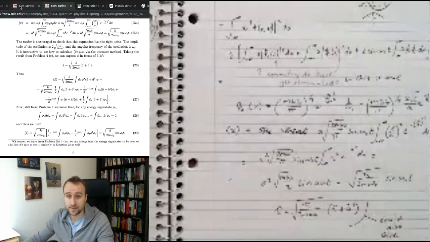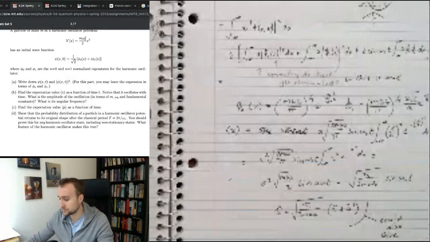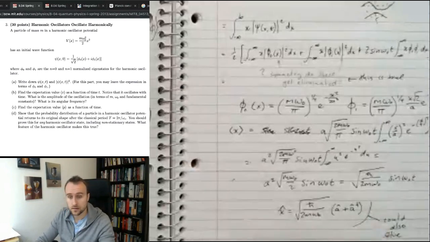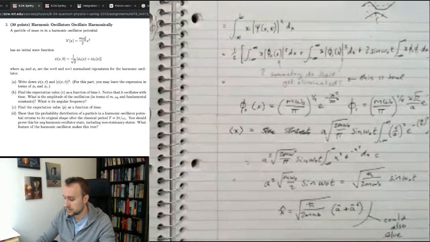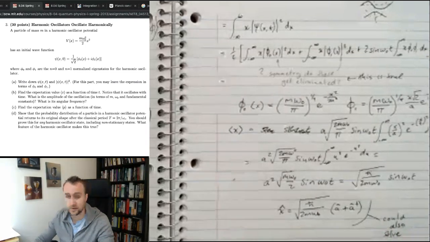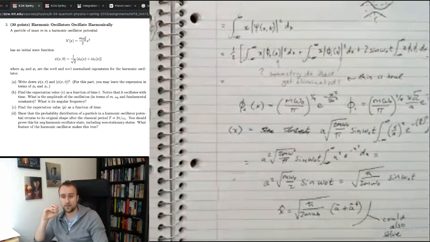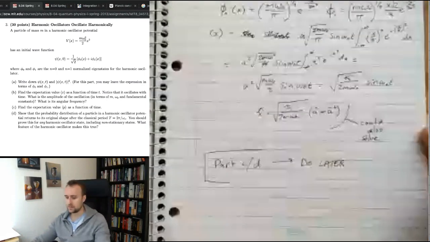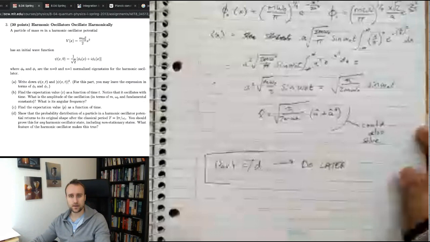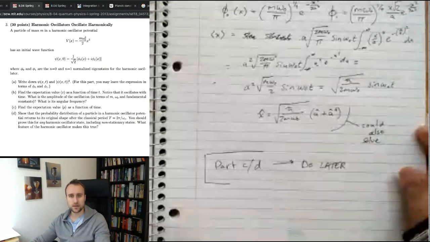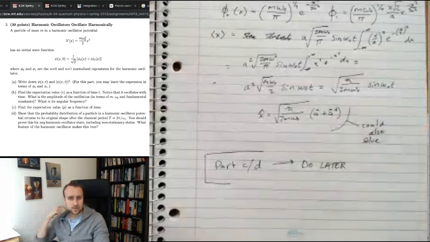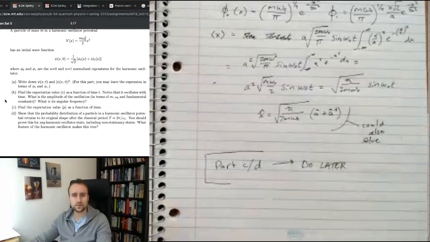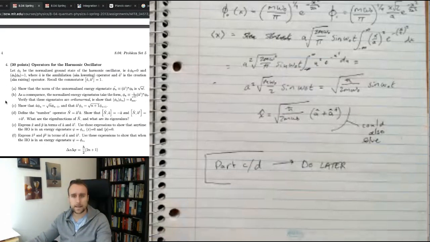So let's see. C, find expectation for momentum as a function of time. You know what, I'm just going to leave a little note here. I'm going to do these later because I'm concerned that I won't fully understand this, and going through C and D would waste the chance of understanding it better and answering those questions correctly. Show the probability distribution. Okay, so let's see, operators in the harmonic oscillator.